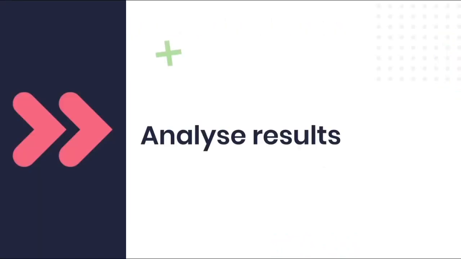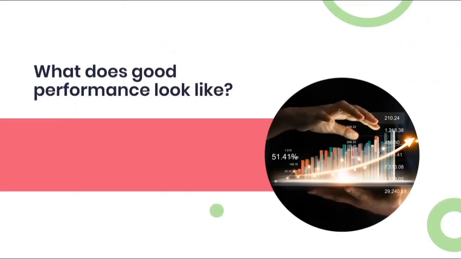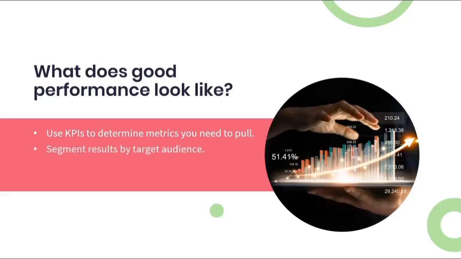Now, moving on to the last part of this lesson, analyzing our results. Your work will absolutely be rendered useless if you're not able to actually analyze those results. You need to be asking yourself, what does good performance actually look like? Use your KPIs to determine that performance and which metrics you need to pull from your reports. Segment the results by targeting your audience, and use Google Analytics. Don't be shy to do that. That's what it's there for. This is a fantastic place to start.